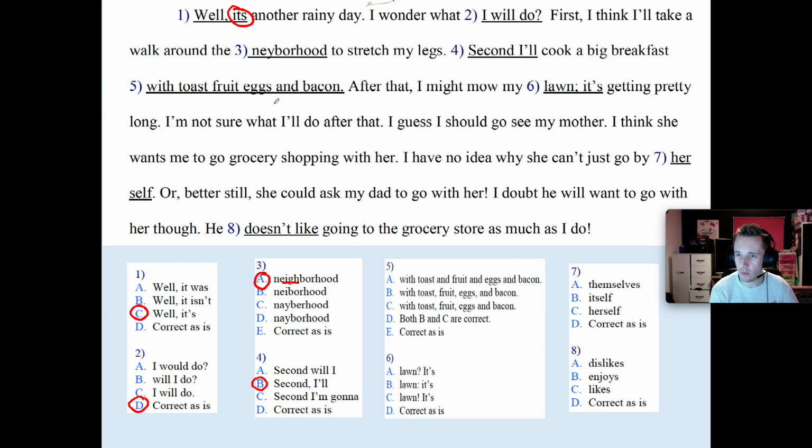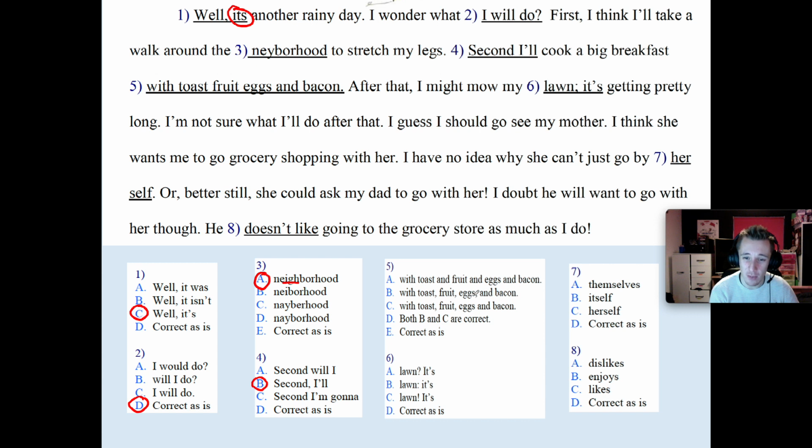Toast fruit, eggs? What on earth is a toast fruit egg? Never heard of it. We need some commas going in there straight away. So this is like we did the other week. Let's have a look. So we've got with toast and fruit and eggs and bacon. No. With toast, fruit, eggs, and bacon.